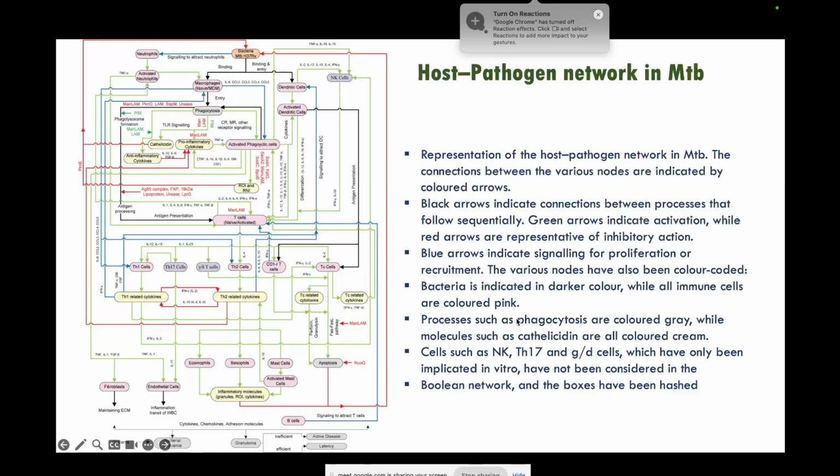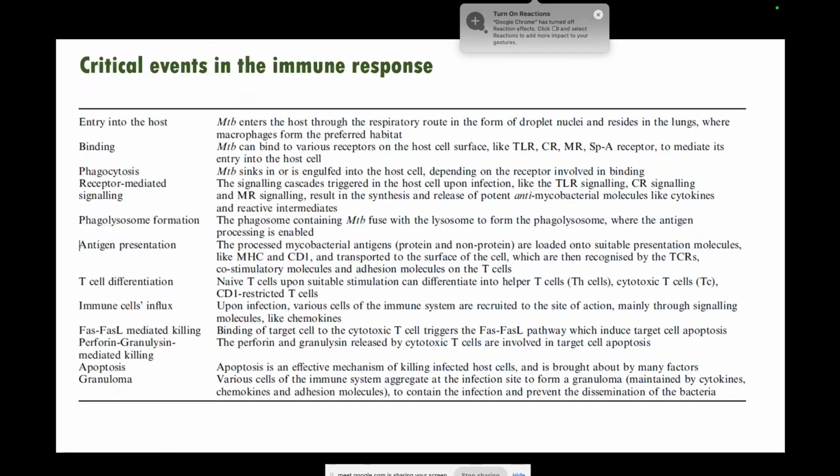Processes such as phagocytosis are colored gray, while molecules such as cathelicidin are all colored cream. So you have these processes involved here, apoptosis here, then you have some other things, bacterial clearance, NK cells, phagocytosis, etc. Cells like natural killer cells, Th17, and GD cells have been implicated only in vitro, and they have not been considered in the Boolean network, and all the box has been hatched. So this is the whole network that we are studying.